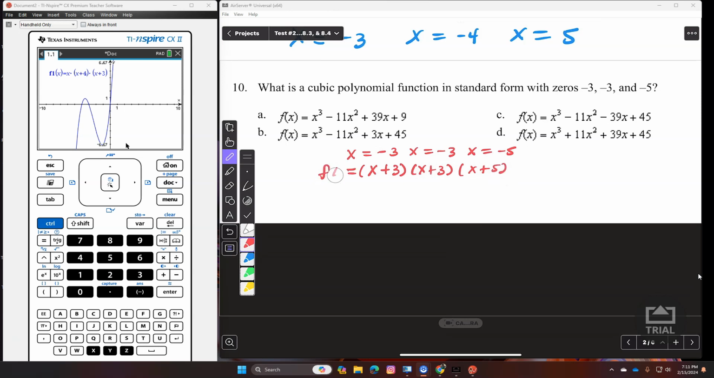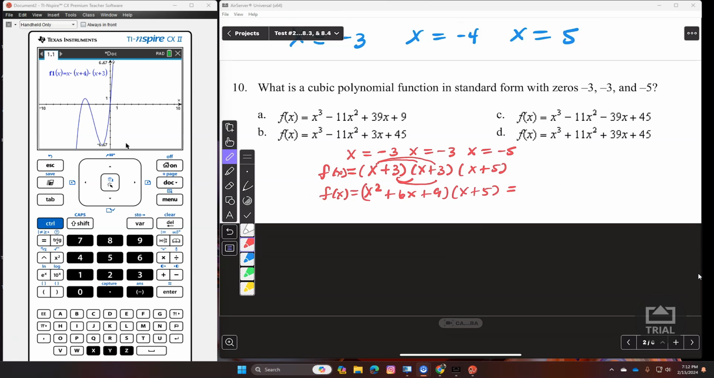And in this case, they have f of x. We were using y in class. So we have f of x, and I'm going to try to show my work here. X times x, you need to know how to multiply binomials. So x times x is x squared. X times 3 is 3x. 3 times x is 3x, so that's 6x. And then 3 times 3 is 9.